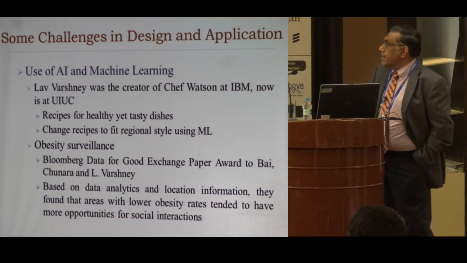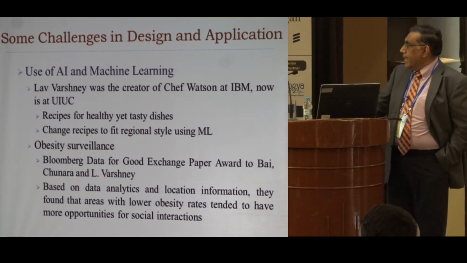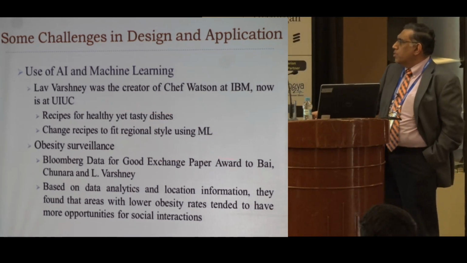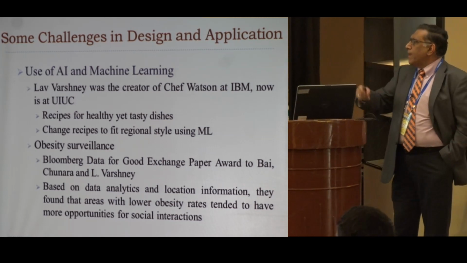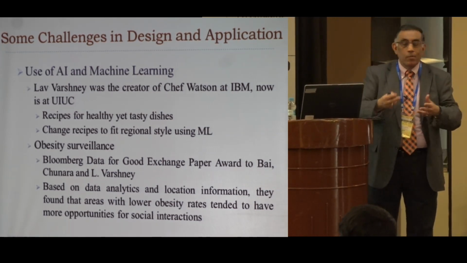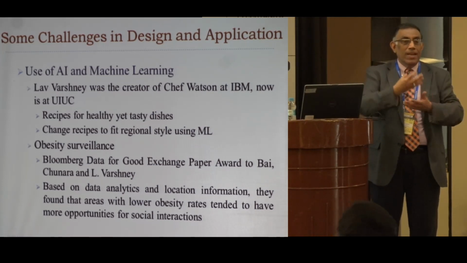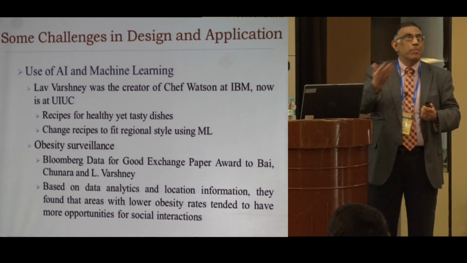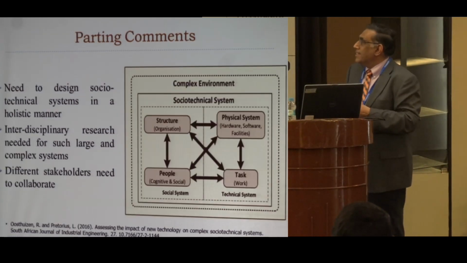Another problem is obesity surveillance. Again, this is an undergrad student, and based on data analytics and location information, they found that areas with lower obesity meant people talk to each other more. So basically, if you are interacting with people, you eat better and you are not obese. So for whatever that is worth.